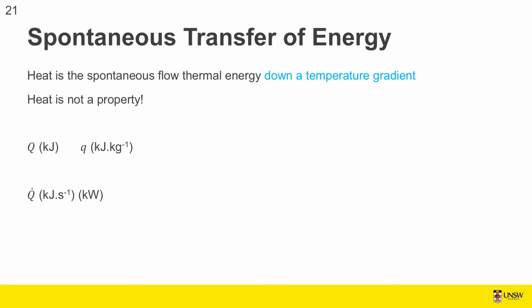The cyclic integral of Q was not 0. You had a Q net at the end of the process. You had a W net at the end of the process. So it's not a property of the system, and we'll see it represented in kilojoules in its extensive form. We'll see it in kilojoules per kilogram in its specific form, and we'll see it on a rate basis.